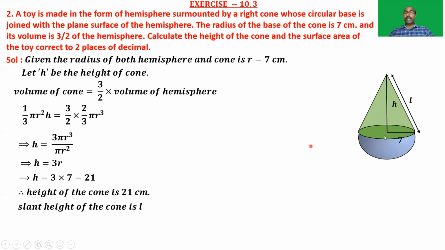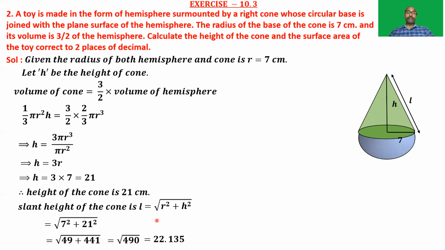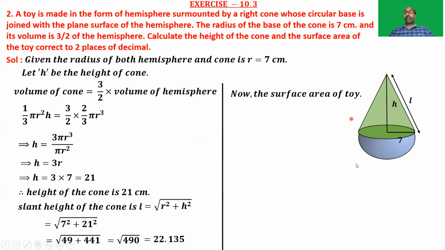So the slant height of the cone is l is equal to under root r square plus h square. By substituting r is equal to 7 and h is equal to 21, l is equal to root 49 plus 441, that is under root 490. By finding the square root of 490, we get its nearest value 22.135. So the slant height of the cone is 22.135.